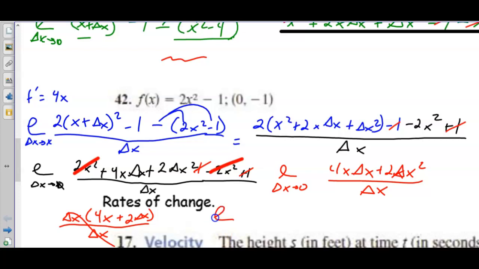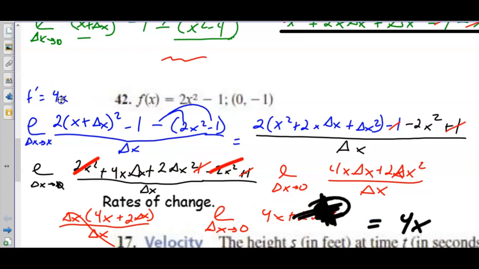So I'm left with the limit as delta x goes to 0 of 4x plus 2 delta x. And delta x is 0. So if I put in 0 right here, that's 0, guys. 4x plus 2 times 0, which is 0, so 4x plus 0 is 4x, which is what we got for the derivative. So that checks out, okay?